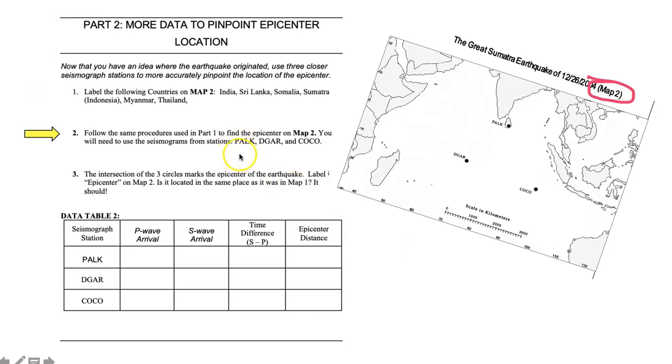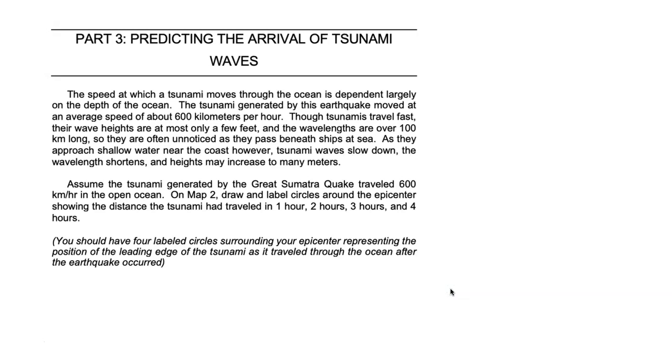Then you're going to follow the same procedure for these 3 seismic stations. You're going to look at when the P arrived and the S arrived on the seismograms that are provided. You're going to figure out the time difference, and you're going to use the travel time curve to get the epicenter distance. So you're going to repeat everything we just did for these 3 additional stations. And again, you're going to make the circles on the map and then find the intersection and label it the epicenter. And it should be the same location as the epicenter on map 1, because this is all recording the same event. Part 3 has to do with the tsunami waves.